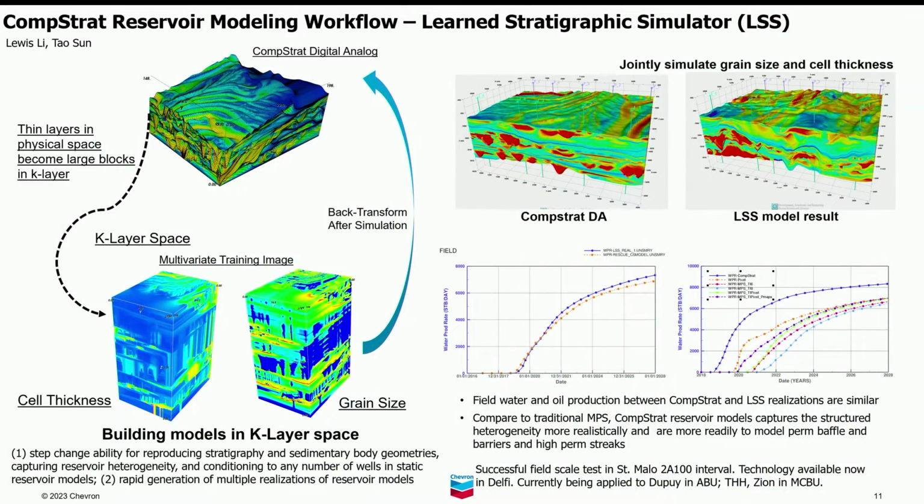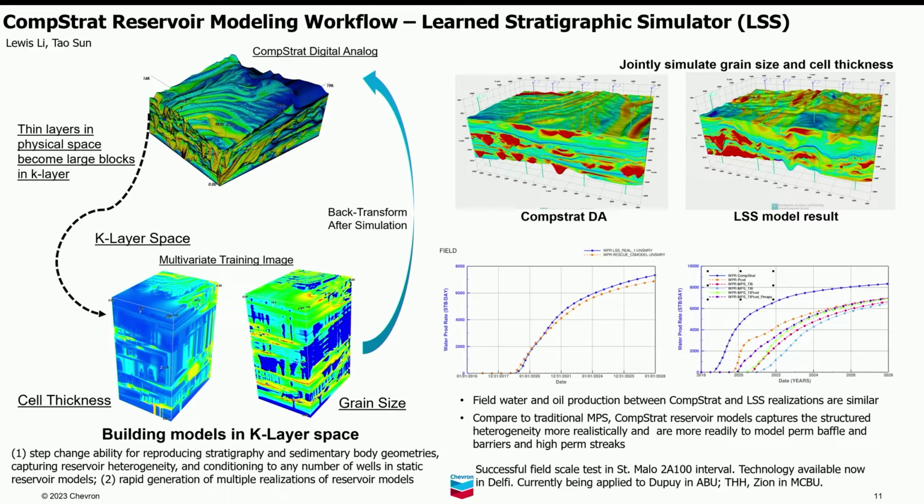So this is the original Computational digital analog. That is a model created directly from the forward model. And this one is reproduced from this method, going through this modeling workflow. And you can see that the distribution is very, very similar.